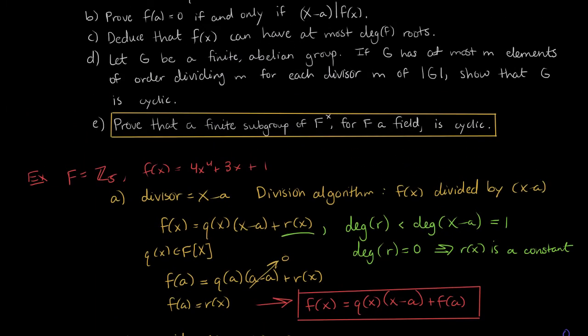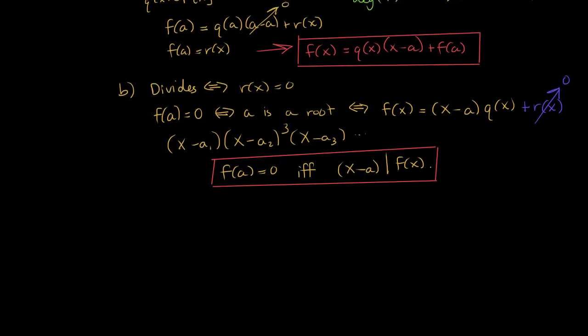And finally, and this is a very important result, deduce that f of x can have at most degree of f roots. Over the complex plane, with the fundamental theorem of algebra, we actually show that it has exactly degree of f roots. But for any polynomial here, this says prove that it can have at most degree of f roots. How will we go about doing this?